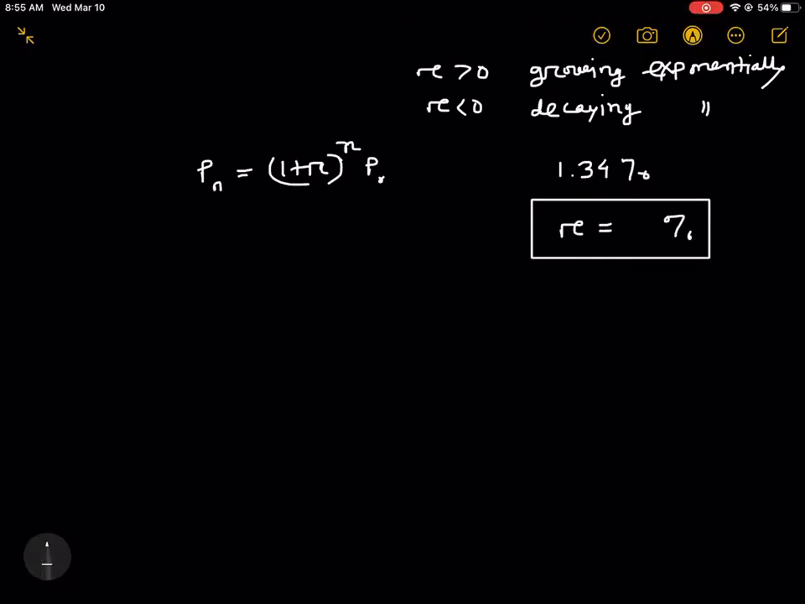Okay, all right. So we're looking for n. Pn is given, which is 1.2 billion. P naught is 1.14. Is it 1.14? Yeah. Okay, and R. What is R? Now since we have figured out that it should be the exponential model.